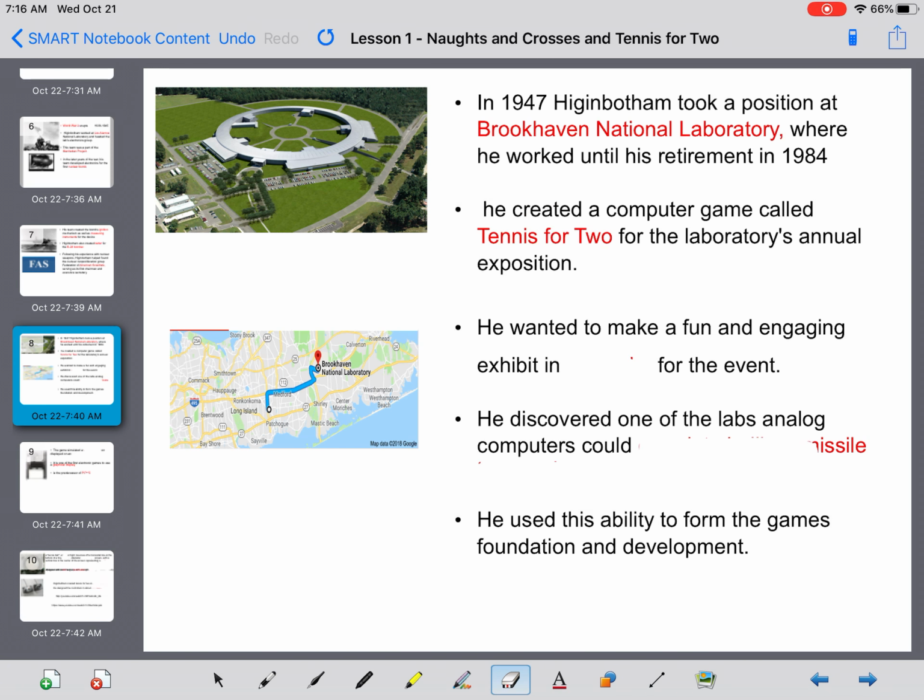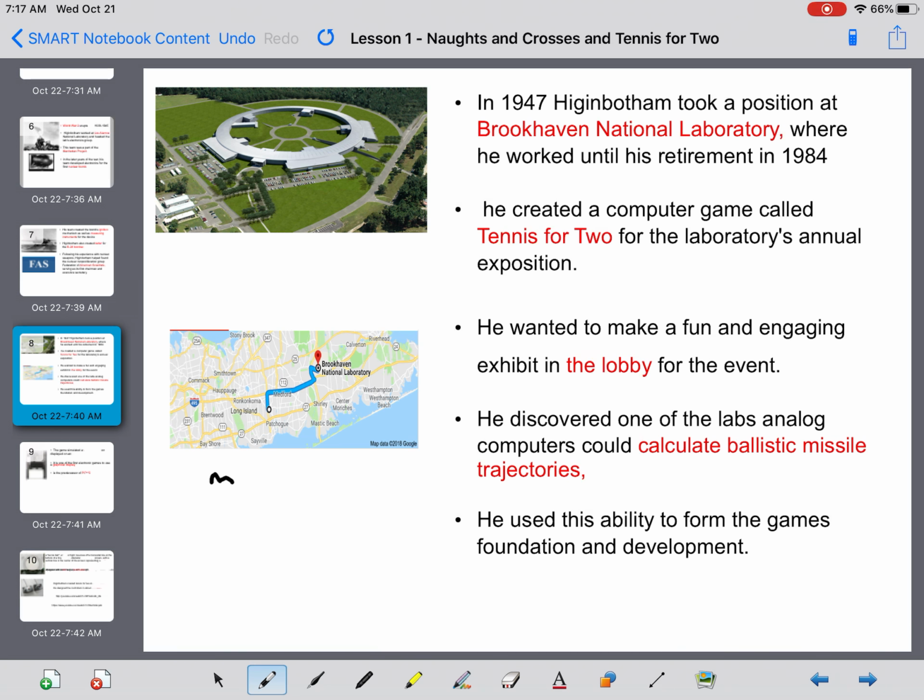He ends up creating a computer game called Tennis for Two for the laboratory's annual exposition. He wanted to make a fun and engaging exhibit in the lobby for the event, so something that people could play with in the lobby while they are waiting to go into the actual exhibit itself. He discovered one of the lab's analog computers could calculate ballistic missiles and their trajectories. He used this ability to form the game's foundation and development.